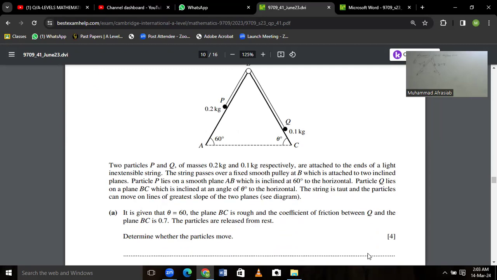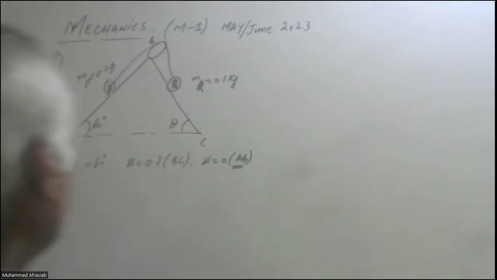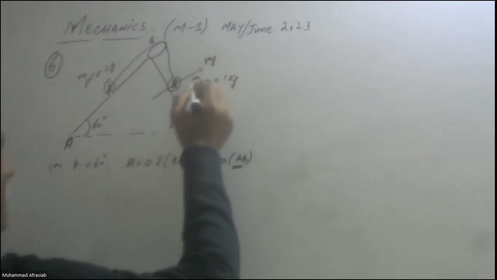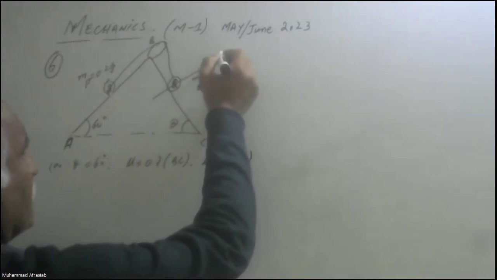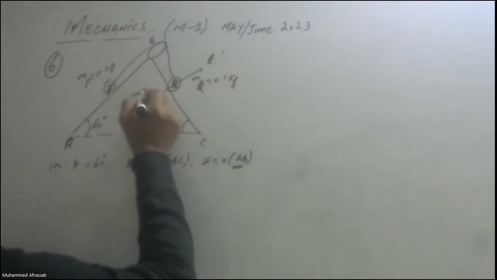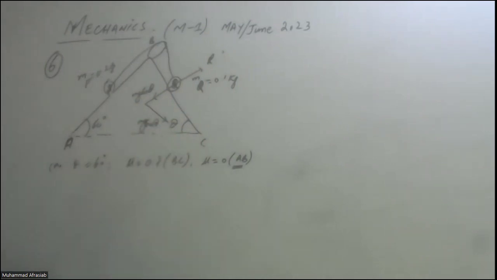Determine whether the two particles move. The normal components of this one: this is R, mg cos, or you can simply write this as R, and this one is mg cos theta. This would be mg sine theta.